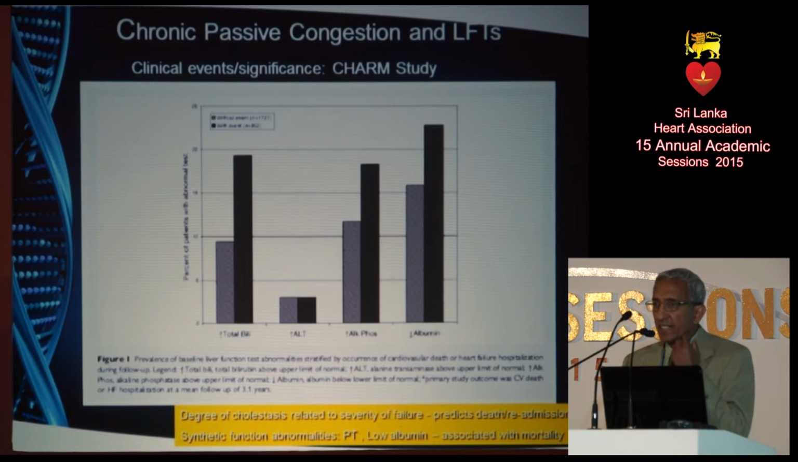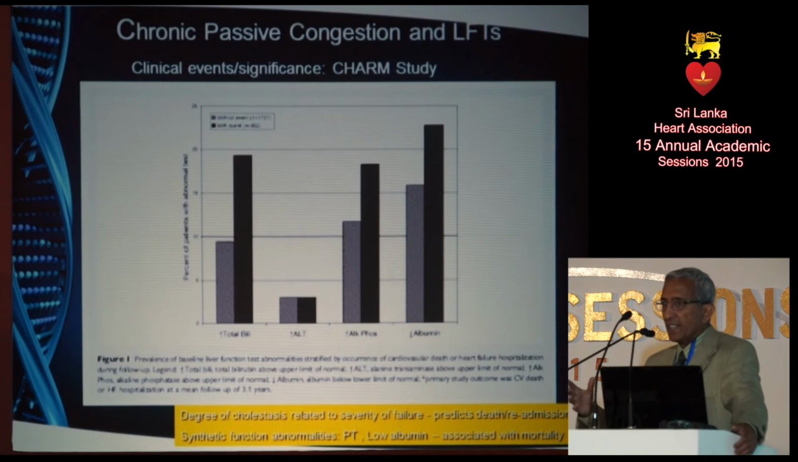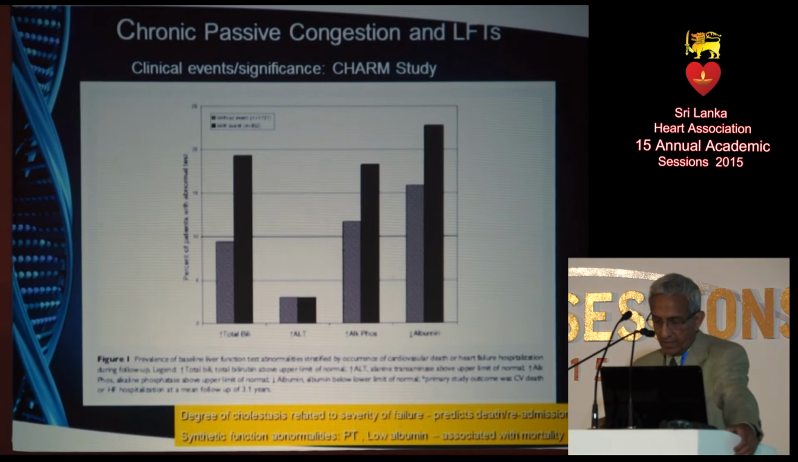They had a much higher likelihood of abnormalities with the alkaline phosphatase, albumin, and bilirubin compared to the ones who didn't have an event. And the corollary was that the higher the abnormalities in these tests, the more likely you were to have future events. So basically, when you have a heart failure patient, one could do their liver function panel, and just like using the creatinine as a guide to future prognosis, these could be used as a good guide as well.